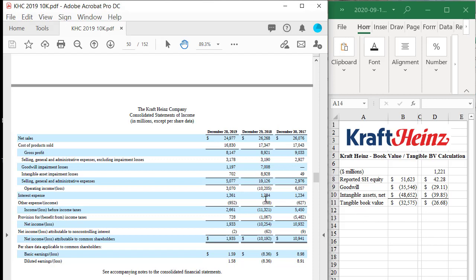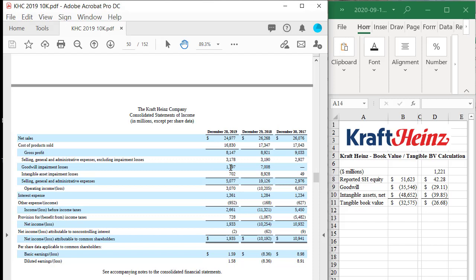Now, I wanted to use Kraft Heinz as an example as well, because over the last couple of years, it has had some goodwill impairment losses. What the company has said is, because of its brands struggling in the marketplace, they are not worth as much as they formerly were. Those intangible assets, we thought they were worth that much, they're actually worth less because they're not producing as much in sales or profits. So they knocked down the value of the intangible assets by running, in this case, $7 billion in 2018 and $1.2 billion through the income statement. They did that as well with the intangible assets category.